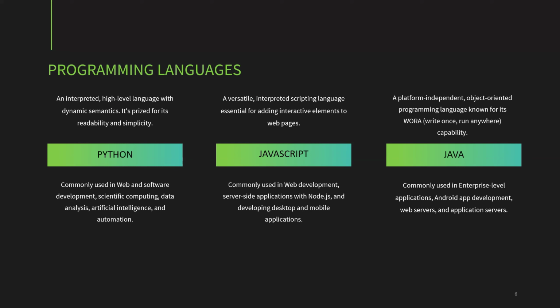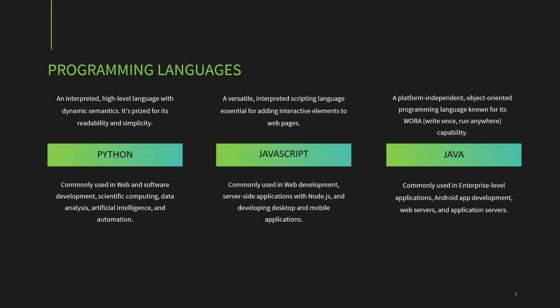So what is Python? It's an interpreted high-level language with dynamic semantics. It's really easy. Its terminology is more like natural human language, like you are just typing normal human words, and even the way you write the language is easy. It's prized for its readability and simplicity. So if you want a simple and readable language, just go for Python.